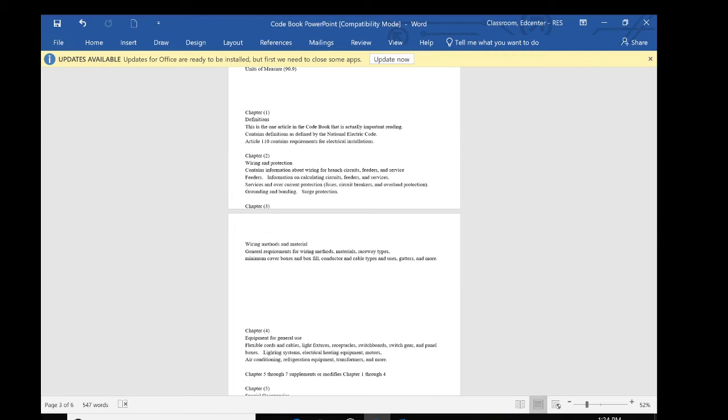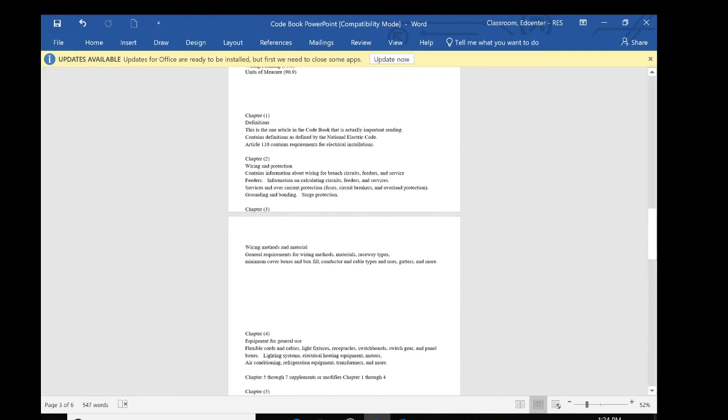You also have Article 220, calculating circuits, feeders and services. It has everything on how to calculate from a shed to a 100-story building. There's everything in there on how to calculate it. And it also has surge protection in there, which is going to be an important thing for us coming up.